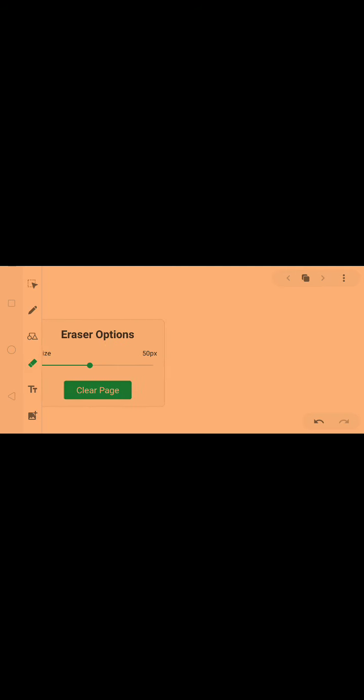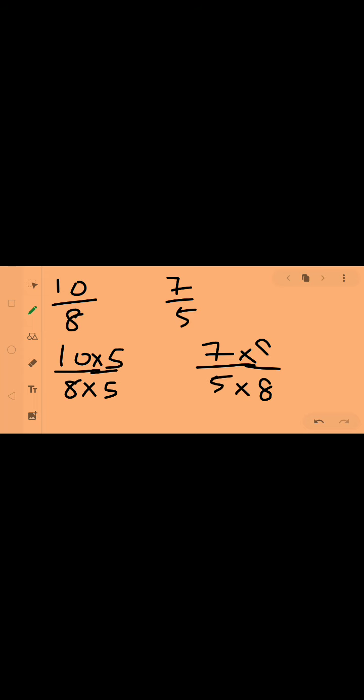So let's write this. The fractions are 10 upon 8 and 7 upon 5. What is the LCM here? We get the LCM as 40. Let's write it once again. 10 by 8 and 7 by 5. What number do we have to multiply the denominator by to get 40? We have to multiply it with 5. With the same 5 we multiply the numerator also. In the second fraction, 5 into what number gives 40? 5 8s are 40. So the same number we multiply in the numerator.